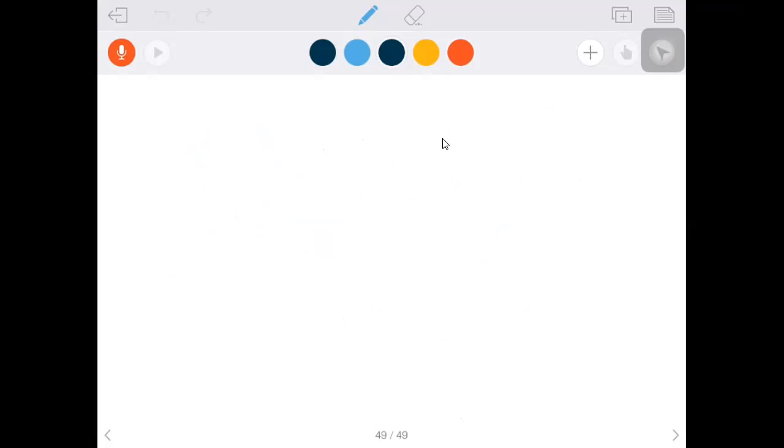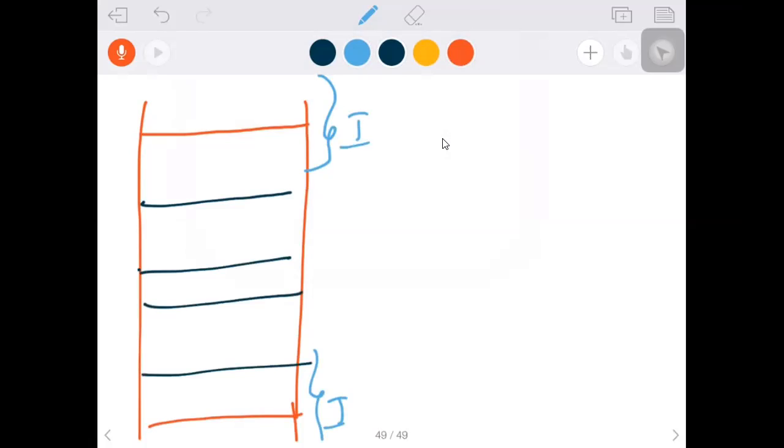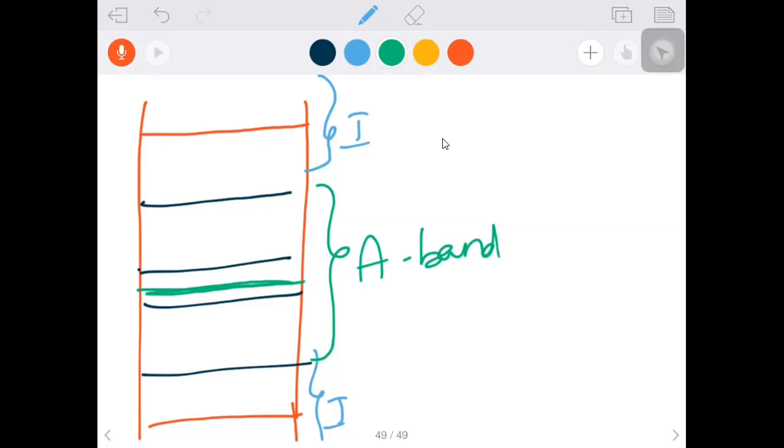Now I'm going to draw a single sarcomere. The center of the I band, we said, is the Z line, isn't it? So this is the I band here, and this is the I band. The center of the I band has the Z line. Next, we go with the A band. I'm using another color for the A band. This is the A band, the anisotropic band.